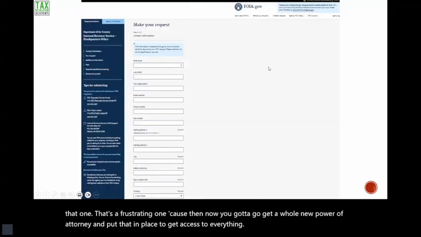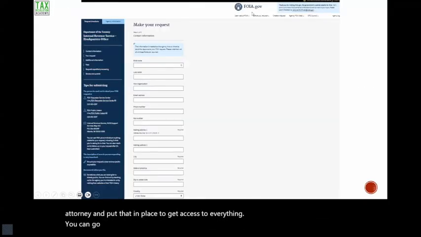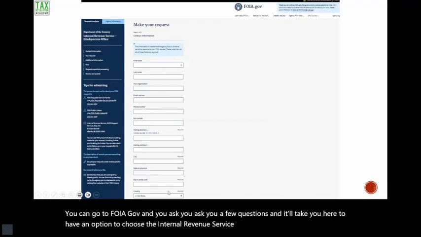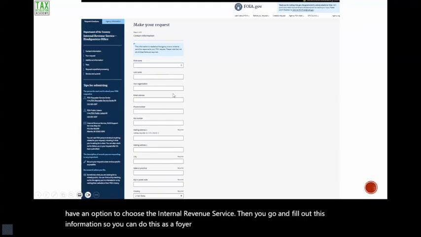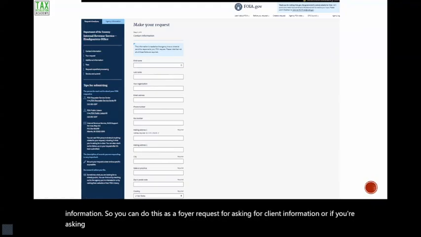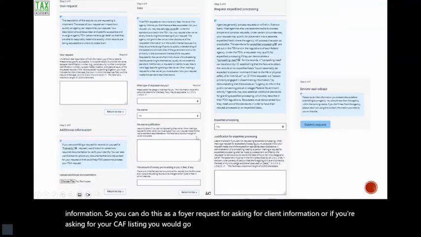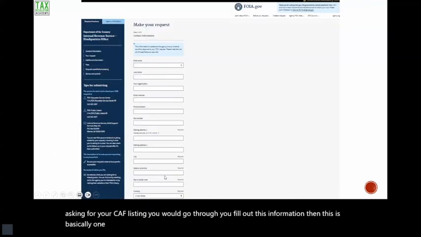Now, you can go to FOIA.gov, and it asks you a few questions, and it'll take you here to have an option to choose the Internal Revenue Service. Then you fill out this information. You can do this as a FOIA request for asking for client information, or if you're asking for your CAF listing. You go through and fill out this information, and this is basically one long continuous string.